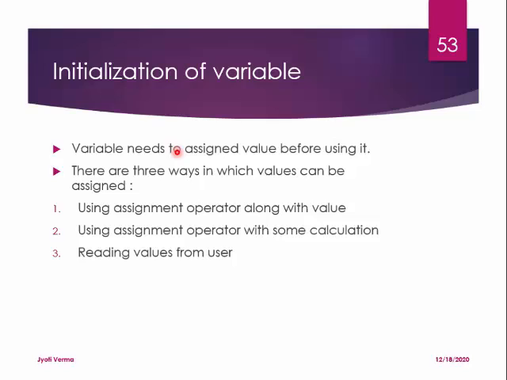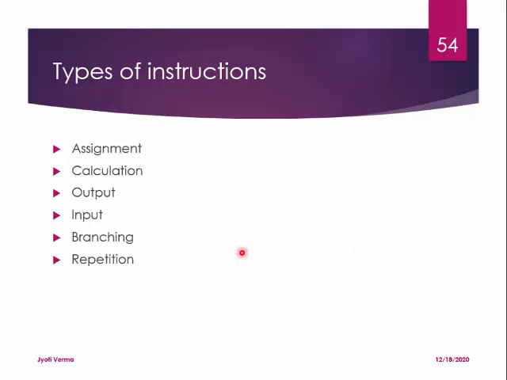Now initialization of variable. A variable needs to be assigned a value before using it. Until you give a value to the variable, you cannot use the variable. There are 3 ways in which the values can be assigned. First way is using the assignment operator along with the value. Second one is using assignment operator with some calculation, that is you can use an expression to assign the value. And third method is reading the value from the user. You can initialize the value in 3 ways.